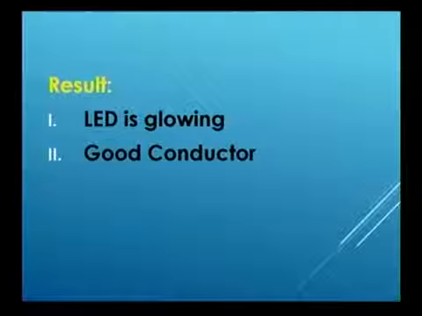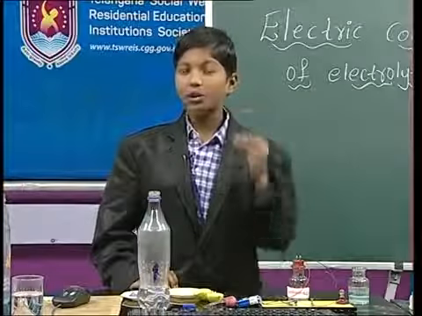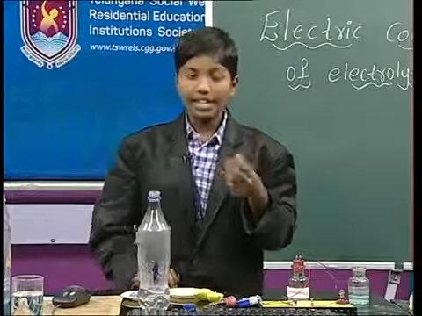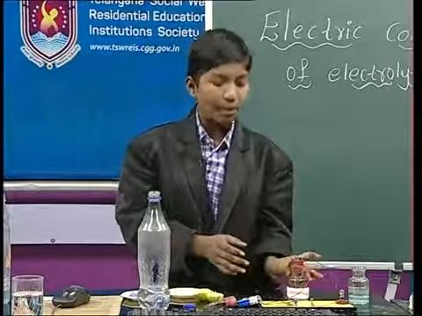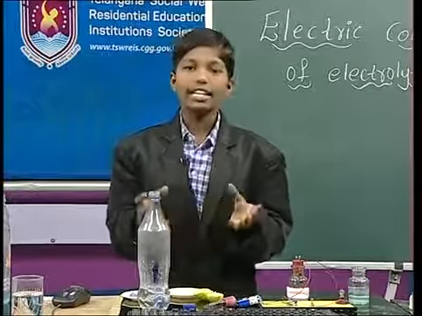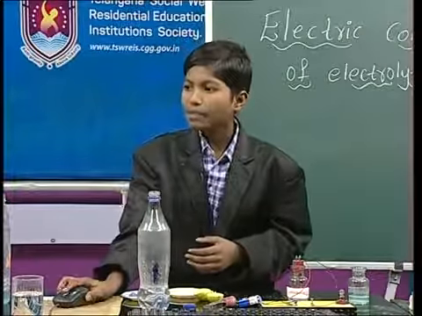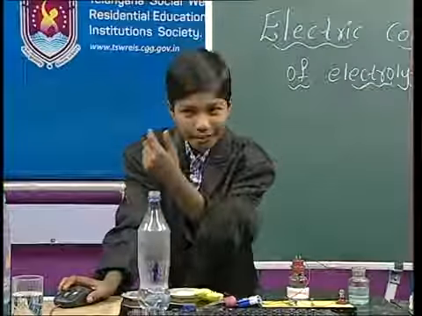See friends, our result is correct: that LED bulb is glowing and it is a good conductor of electricity to pass. Now, friends, we had already done these 4 experiments, so I think now you have an idea about that. We had done the experiment and we know our solutions. Let us see whether all the results are correct or not in our PowerPoint. See, keep your eyes on the screen, friends.